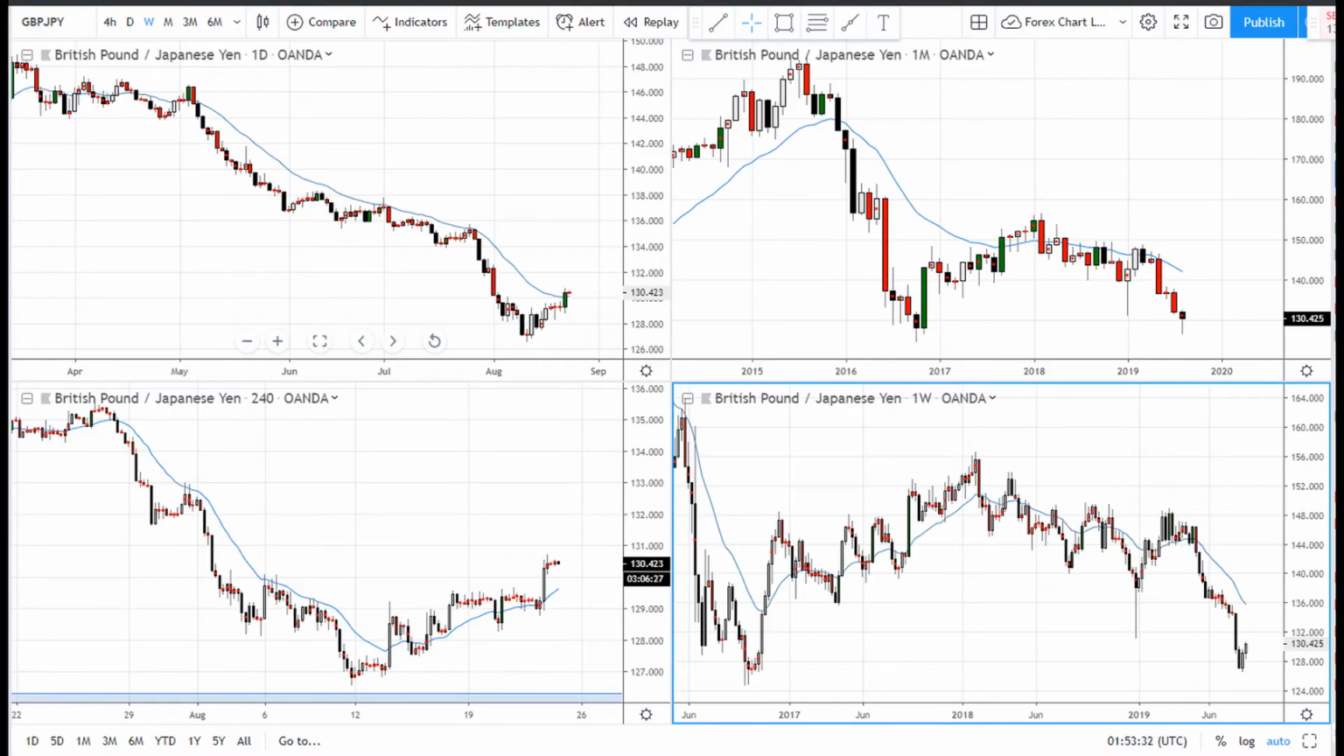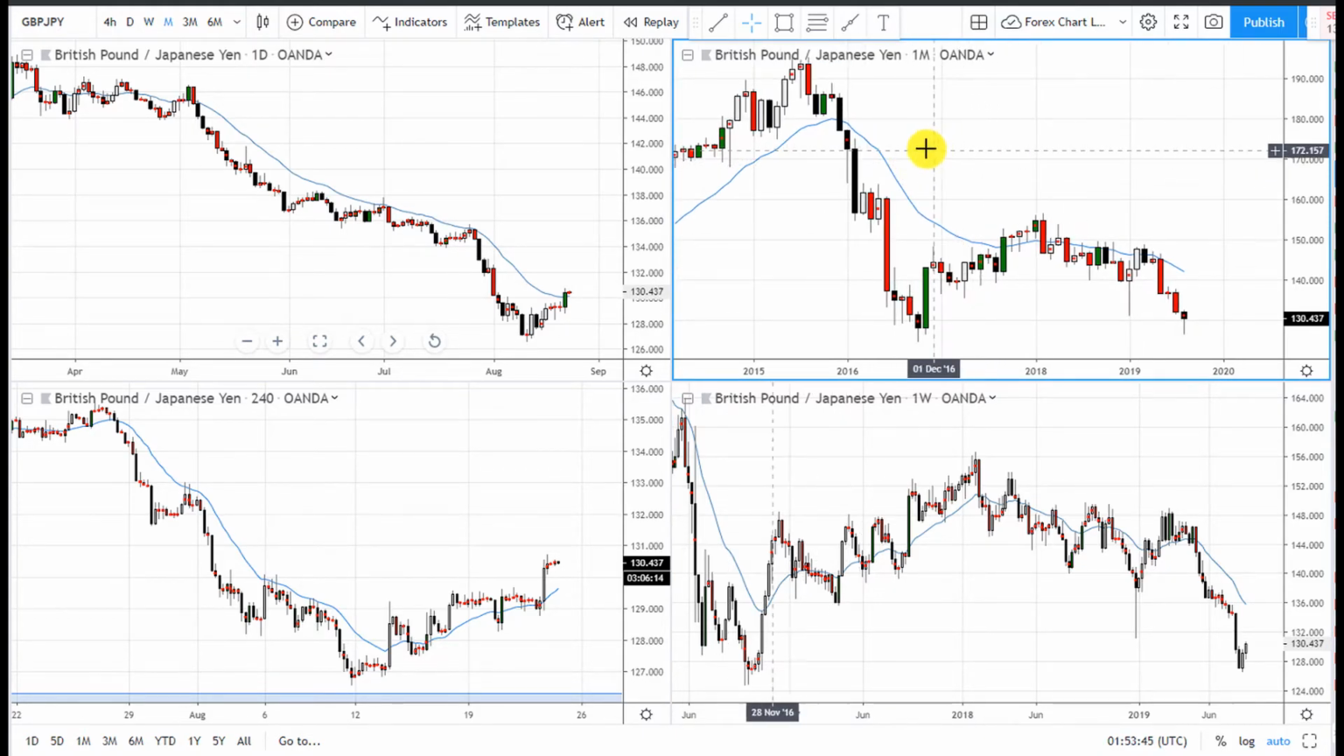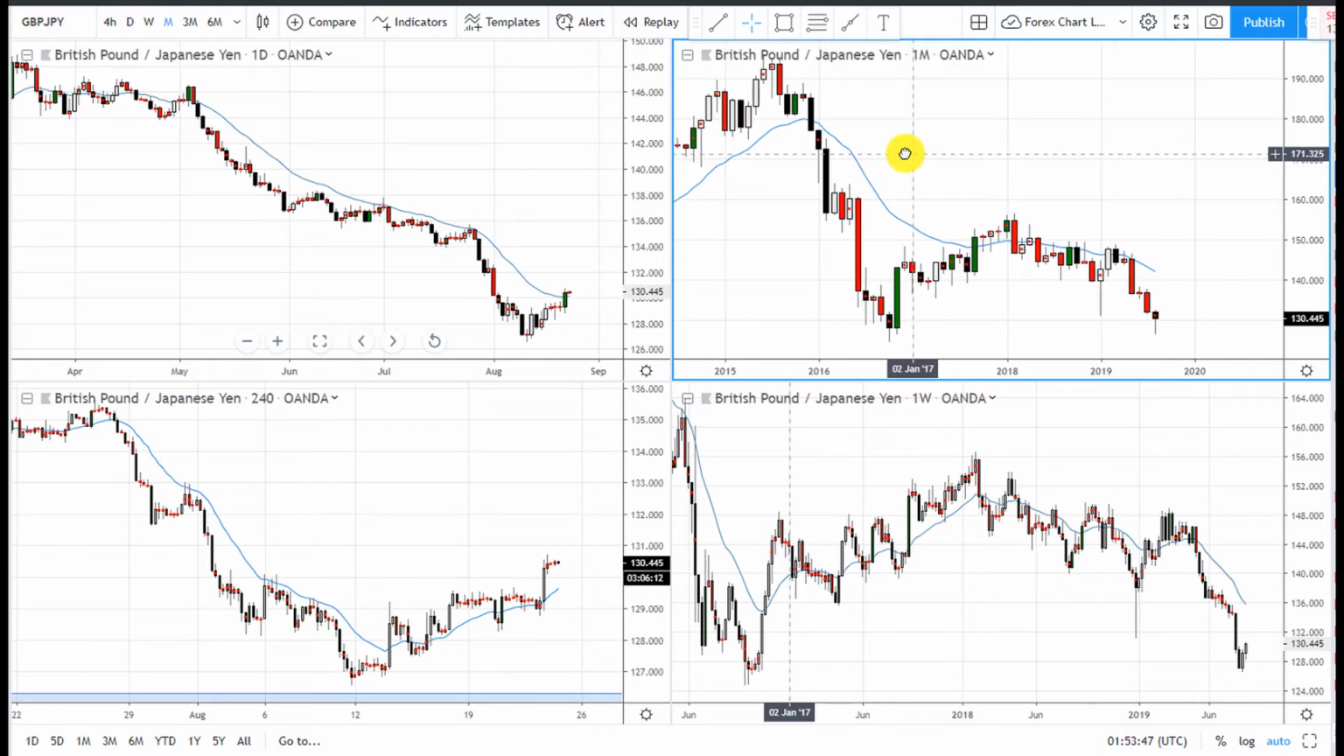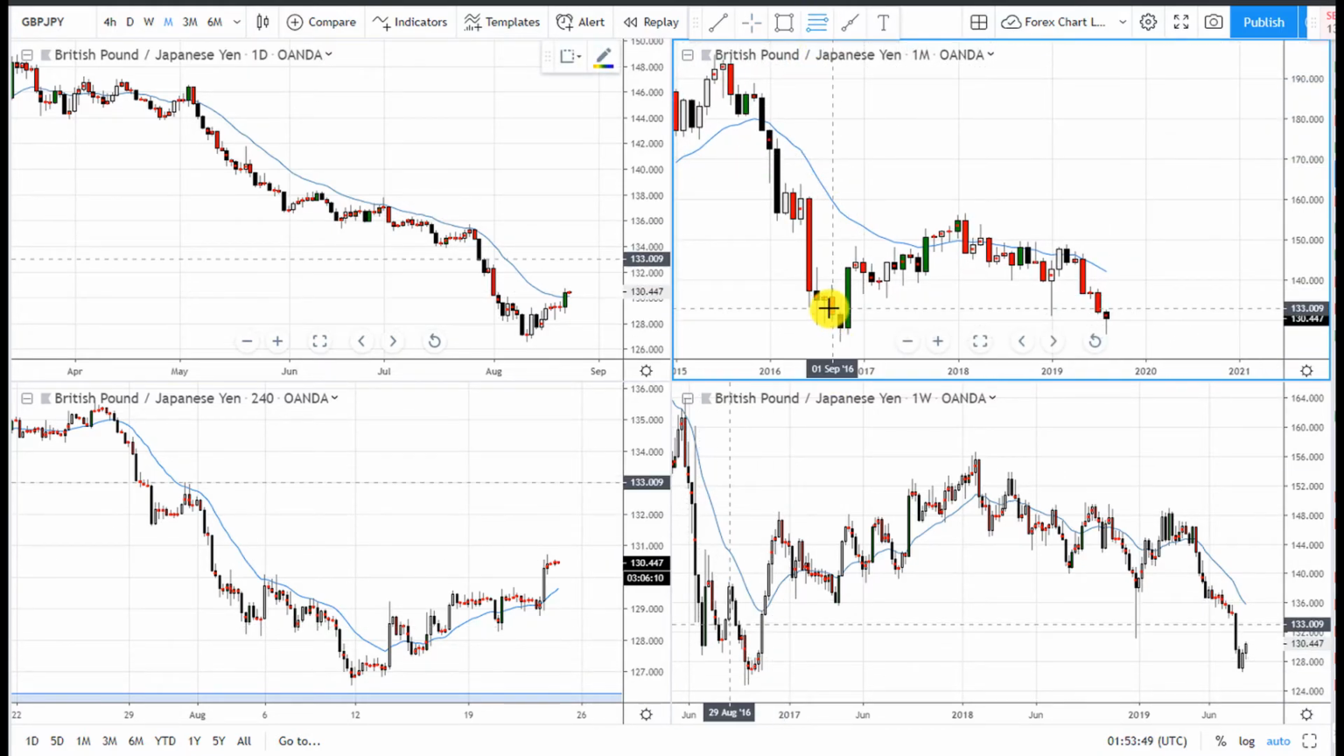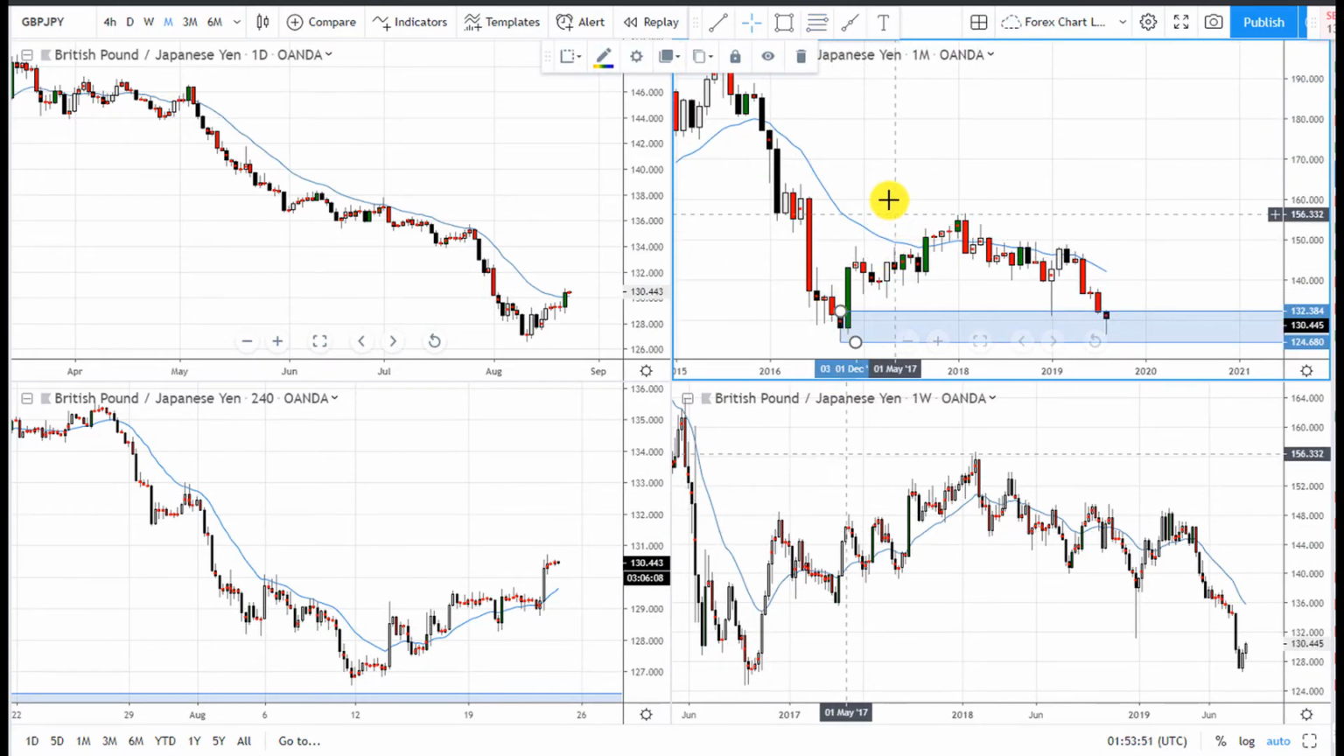Today we're going to take a look at some charts and see where we can identify supply and demand order flow and trade it for income. Let's take a look at the pound yen and see where we can identify supply and demand areas and possibly trade it for income. On the monthly, we have an area of demand down here.